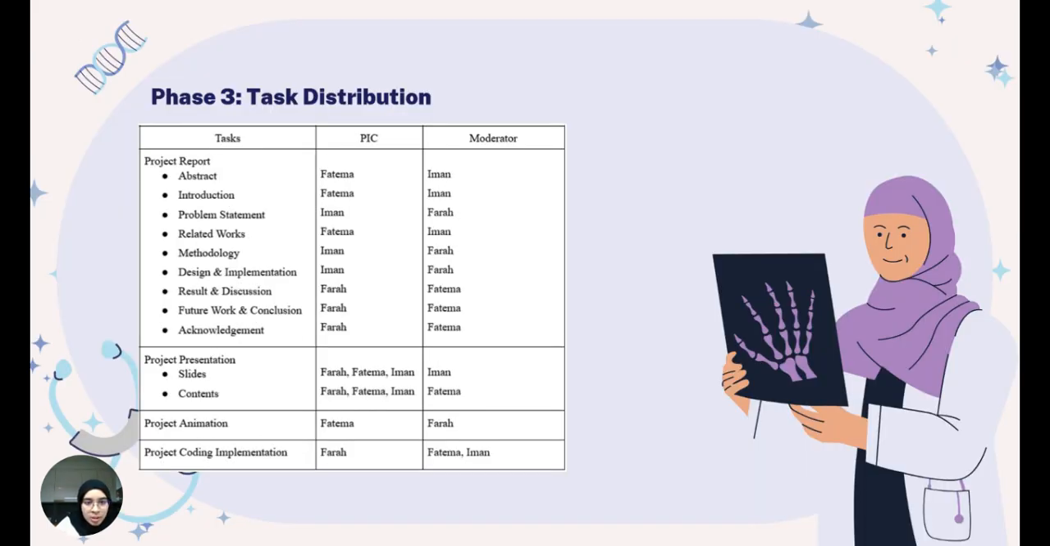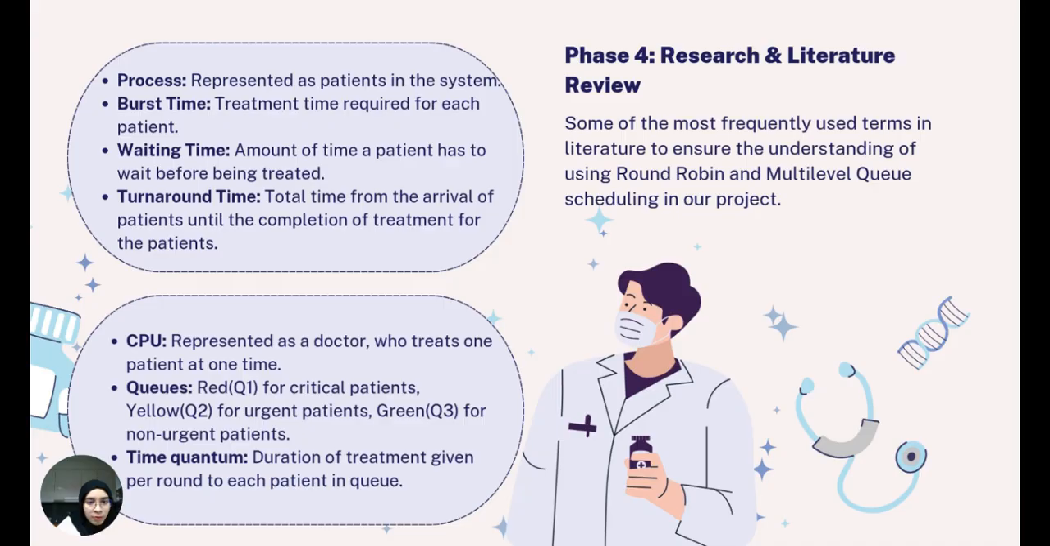For phase 3, this is the task distribution among the 3 of us: the project report, project presentation, animation, and coding implementation. Okay, now phase 4, the research and literature review.